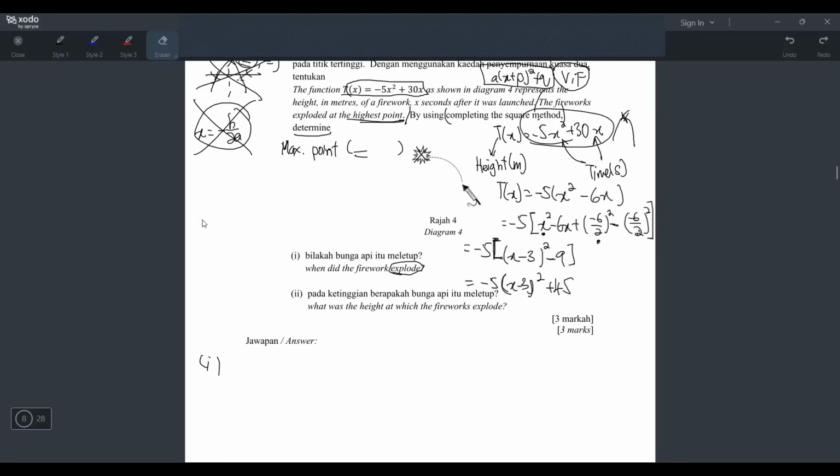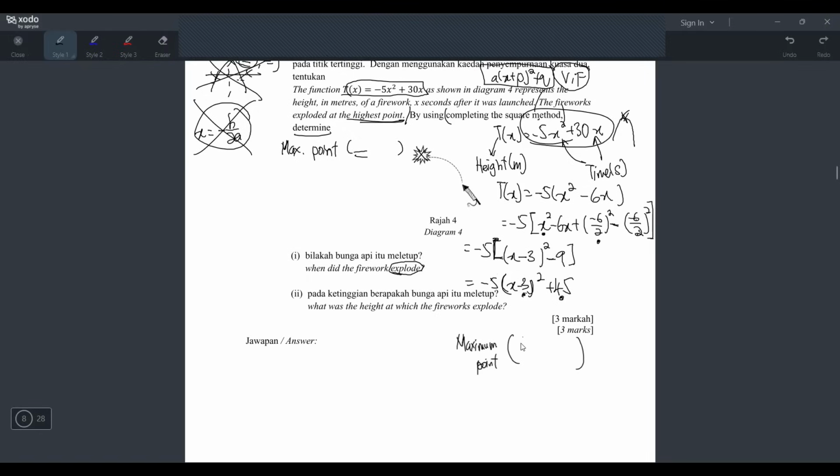And now what the question asks you to find: when did the firework explode? And I already tell you, right? You need the maximum point. So now let's write down the maximum point. So how we baca the maximum point? We will look at this value and this value only. The negative 5 only tells us the shape, whether it's like a U shape or N shape. Okay, so if it's negative, it's like an N shape lah. But this negative 5 will not tell us the coordinate, right? Only these two will tell you the coordinate.